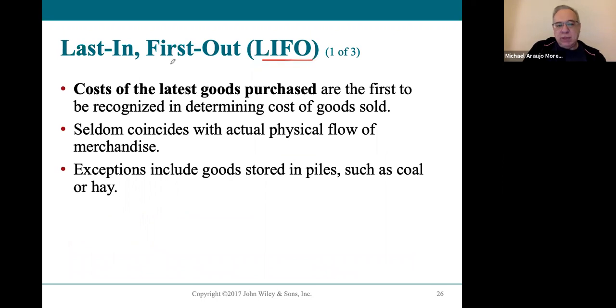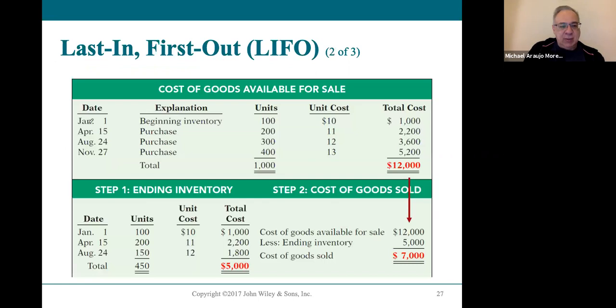LIFO is the last one in, is the first one that we sell, first one out. So the last one in is from the bottom of the list of purchases. We assume the bottom of that list of purchases, those are the first ones we sold. So that's how we calculate it with LIFO. Okay. So let's see how that goes. Again, we have to have an inventory list, otherwise none of this stuff makes any sense whatsoever.